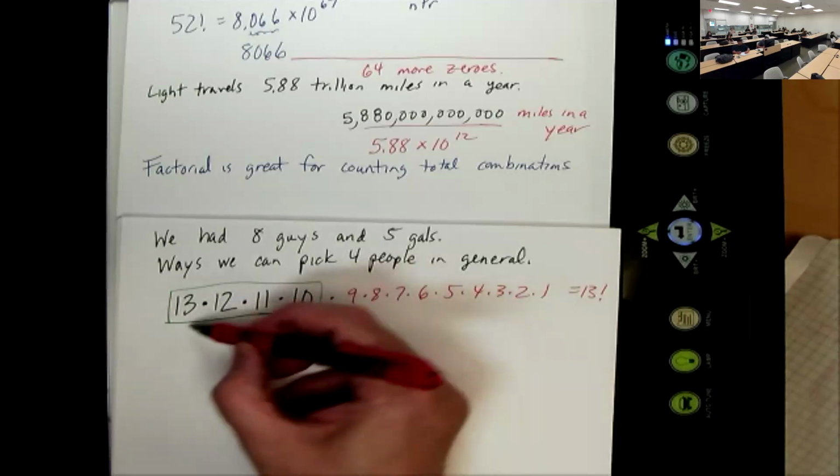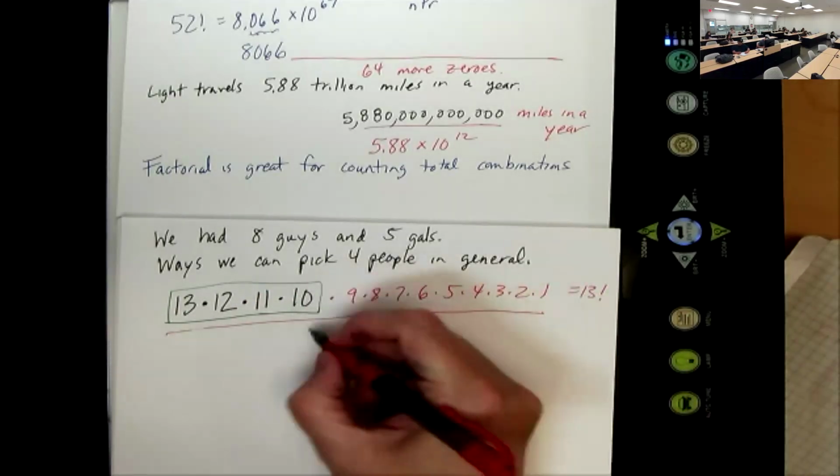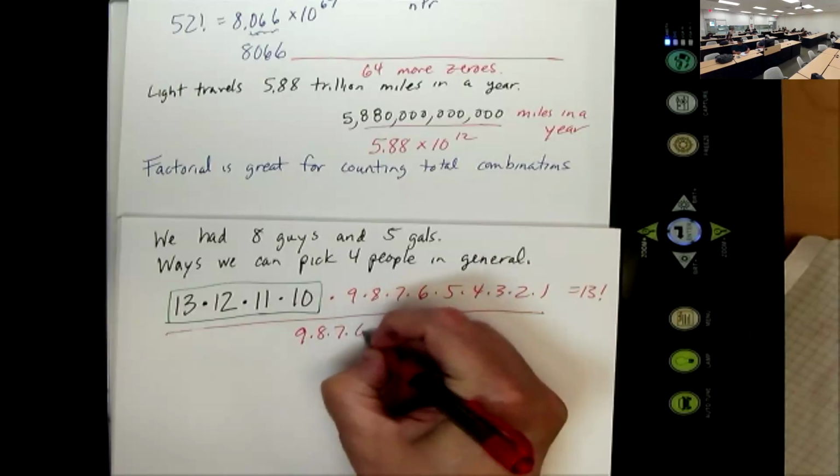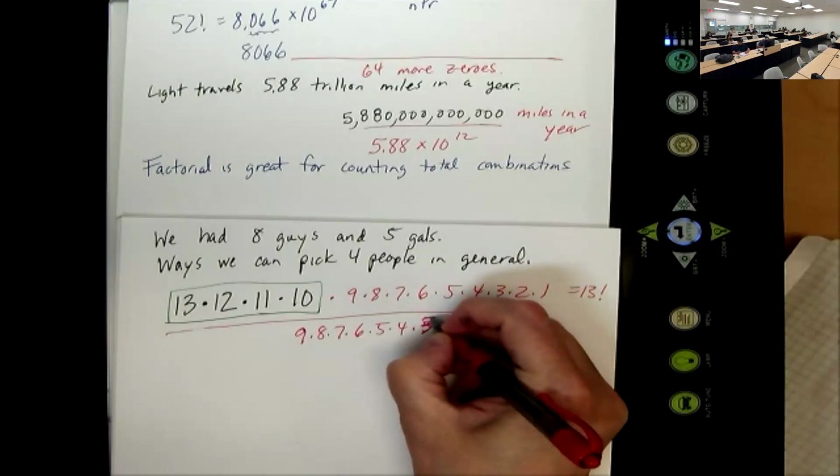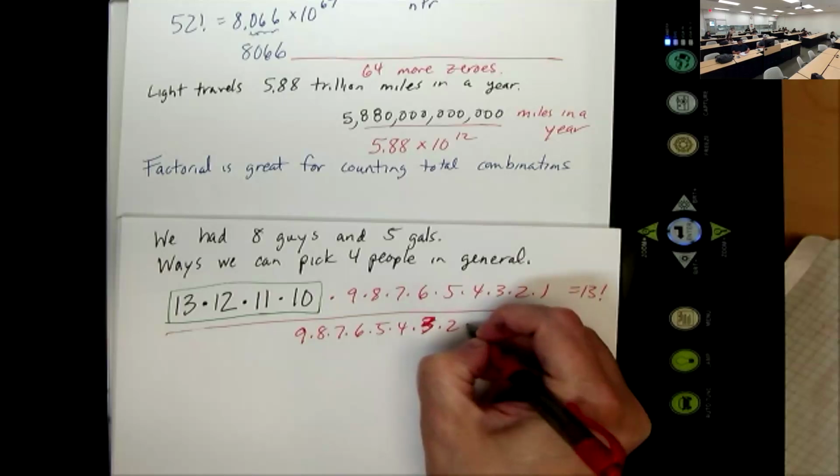Well, if we divide it out, 9 times 8 times 7 times 6 times 5. I have 5 listed there twice. Let's just learn to count downwards, Dave.